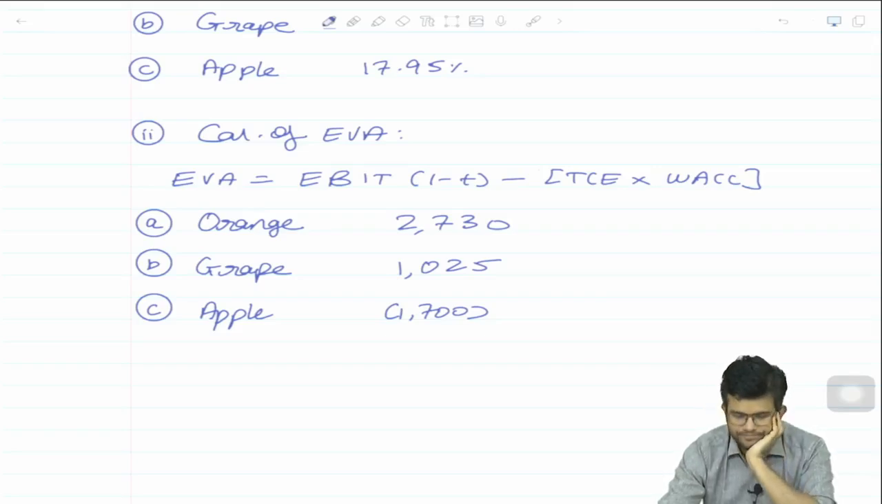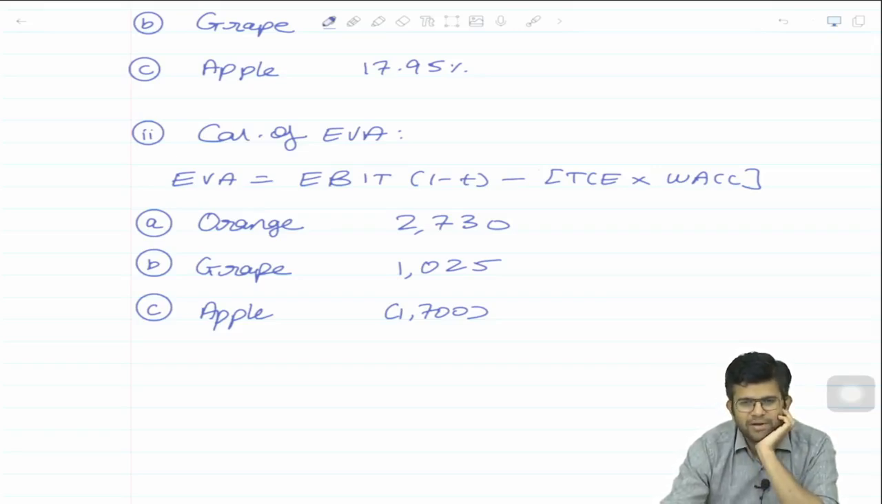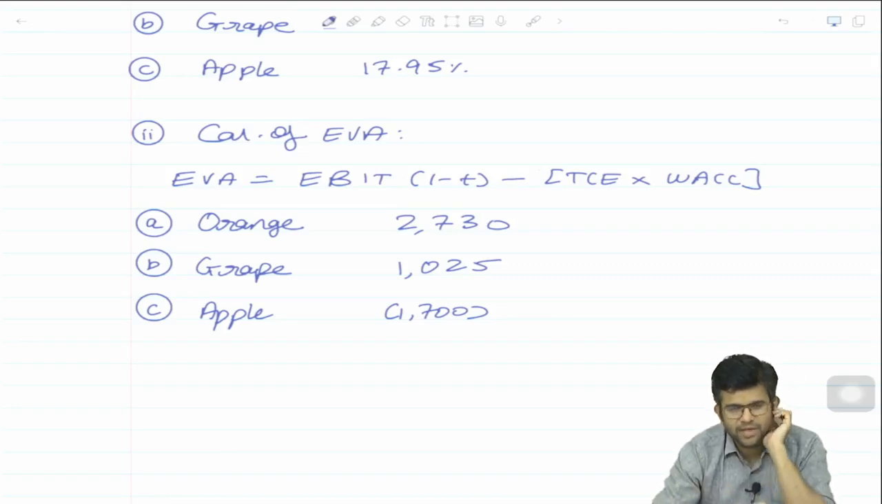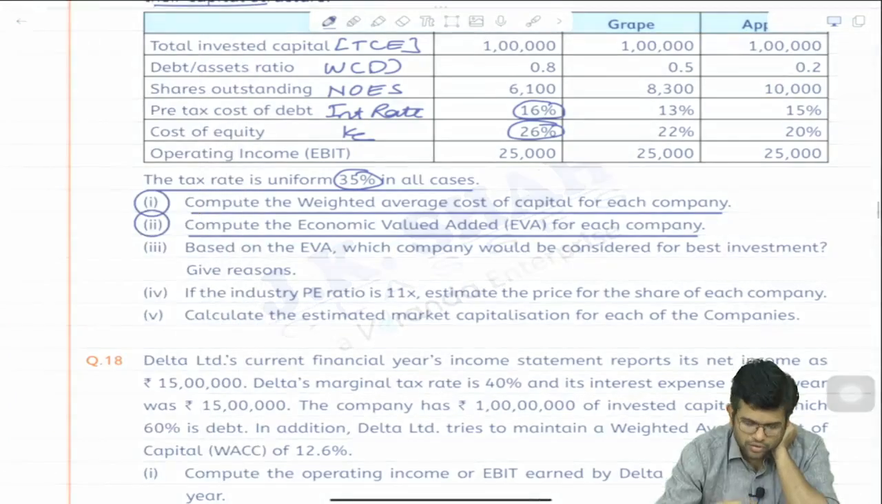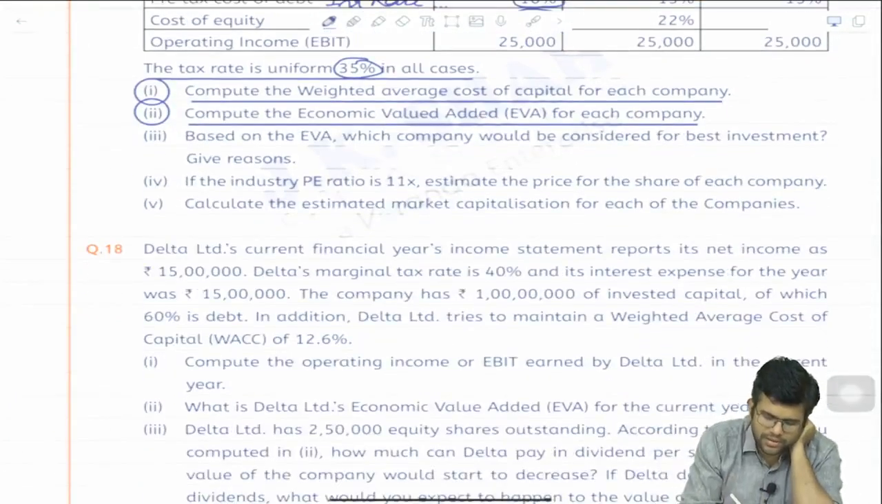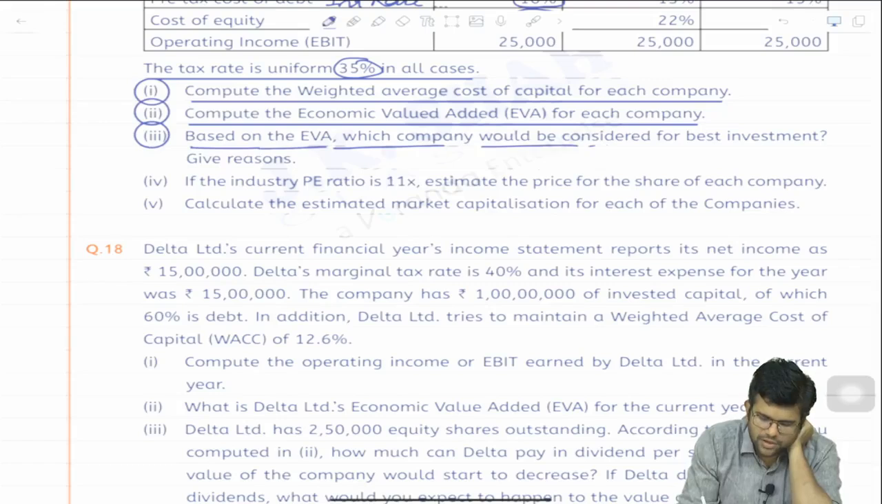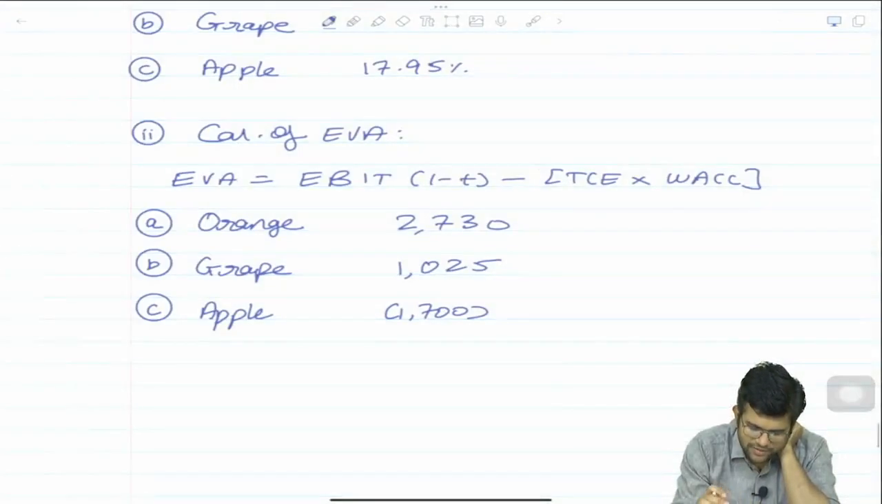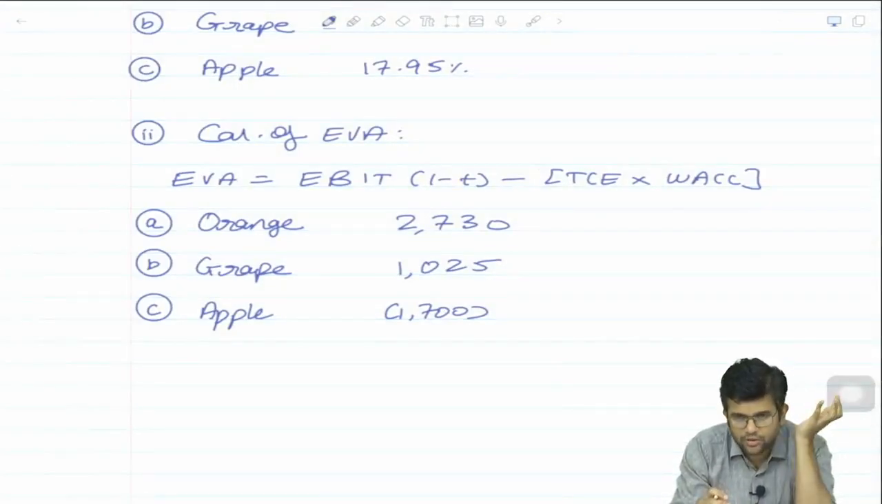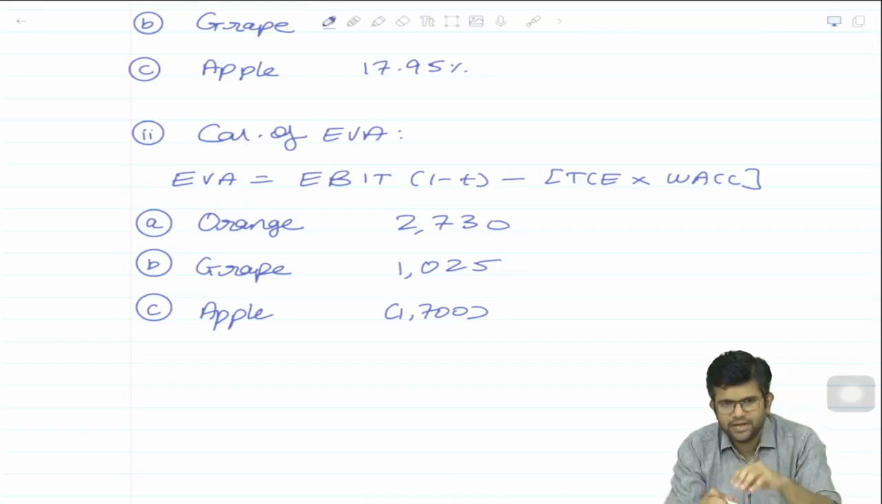All done? Okay, so Apple negative 1700. Can we go ahead? Okay, so point number 3, they are asking you, based on EVA, which company would be considered for best investment? Can I say based on EVA, we should go for Orange. Everyone clear now? Since its EVA is highest.